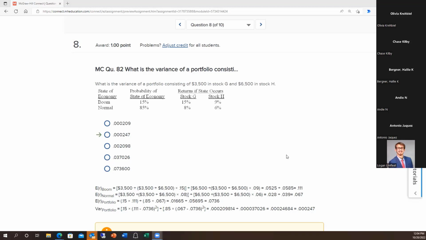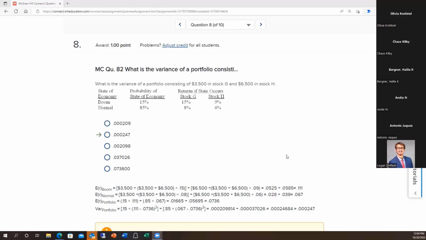I'm telling you, it's a whole lot easier to figure out the returns on the portfolio and then figure out the variance based on that, rather than trying to figure out the covariance between these things and using that 2 times A times B covariance of A with B formula. Whole lot easier. Questions?